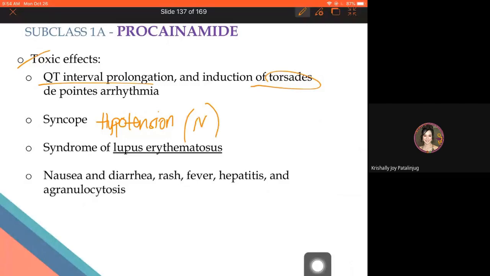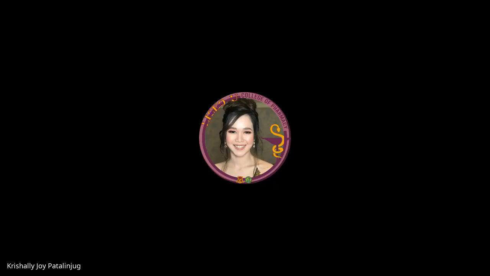Again, particularly if the drug is given intravenously, yan yung nagkakaroon ng syncope. Si procainamide, kapag given siya intravenously, it might cause syncope. Now, the reason why procainamide has hypotensive effects is that si procainamide is also said to be a ganglionic blocker.